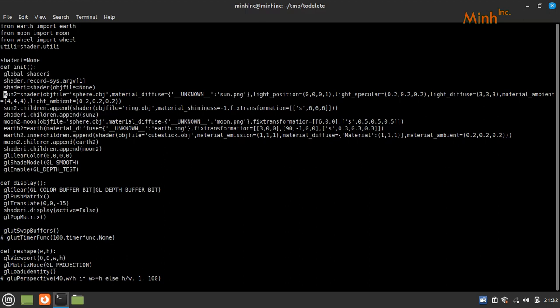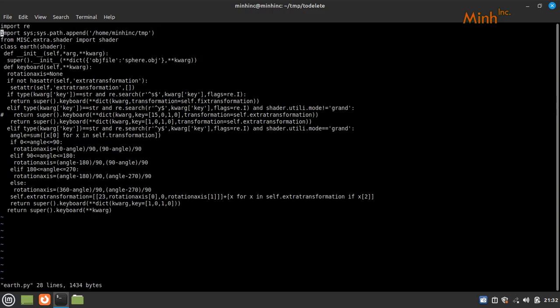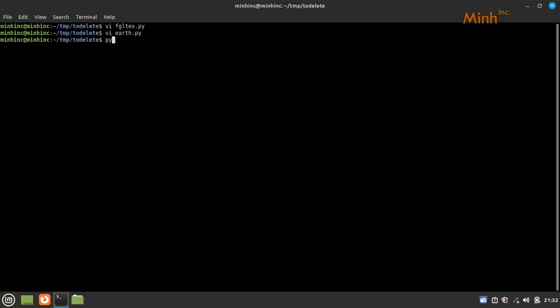Okay, so there is sun and moon, and moon contains earth, so that we can see the kind of reverse movement. And in earth.py, we will make the angle of rotation 0.5, so it will be kind of slower. Okay, so let's try for the best if we can simulate.